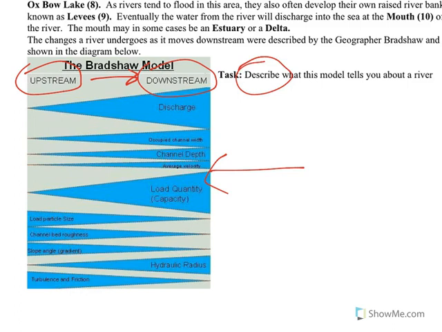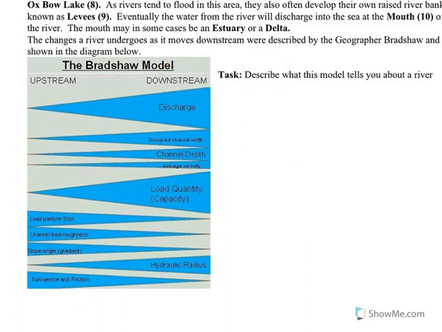So what are you going to want to describe? Well, the first thing is, what does his model actually tell us? His model breaks down a river into what we call its main characteristics. We can see these here. So the first thing it describes are the river's characteristics.